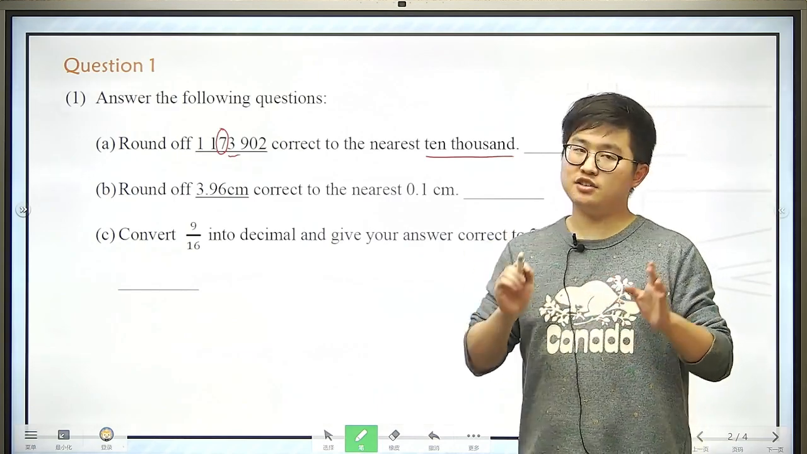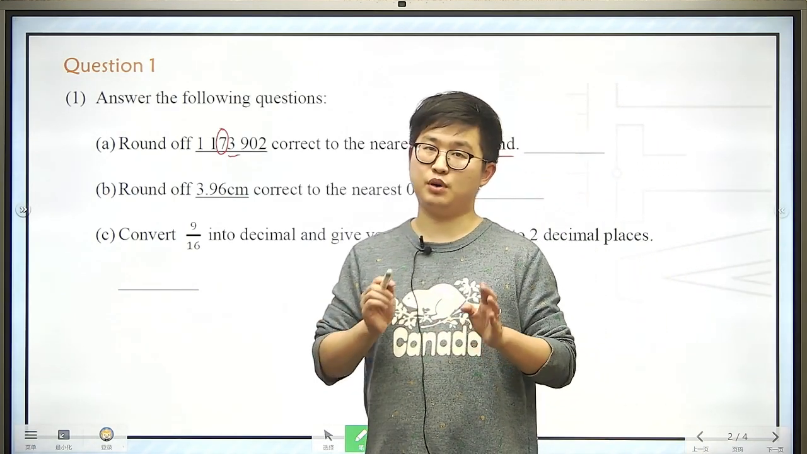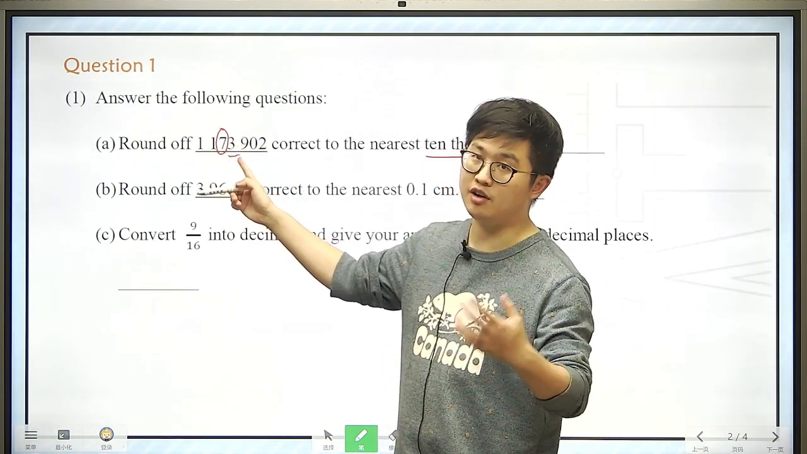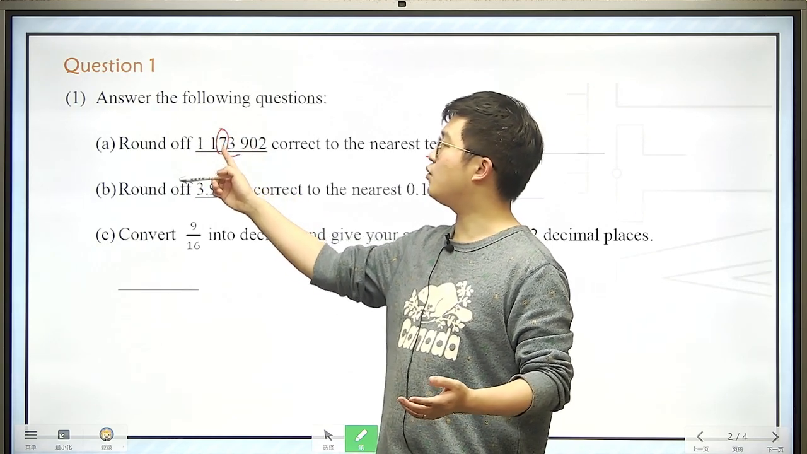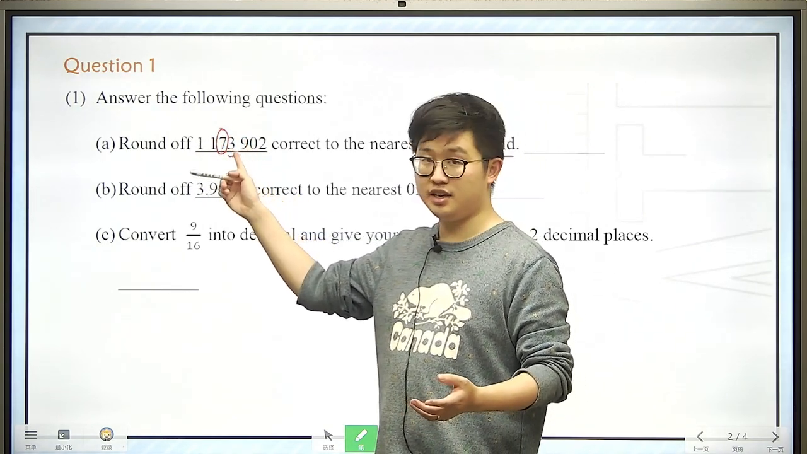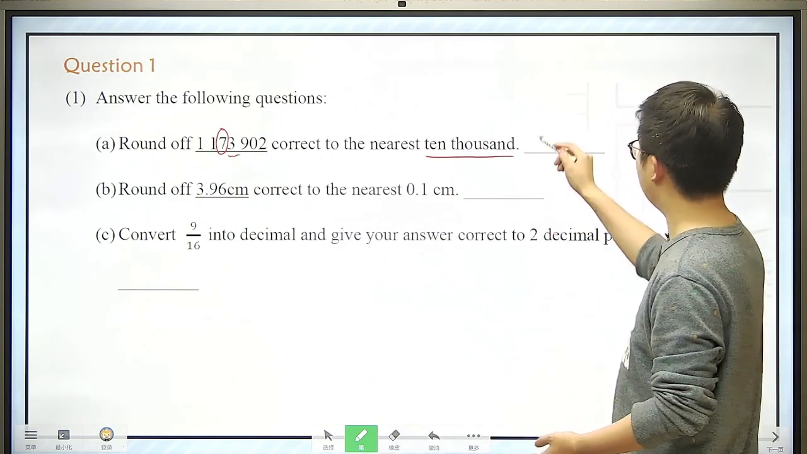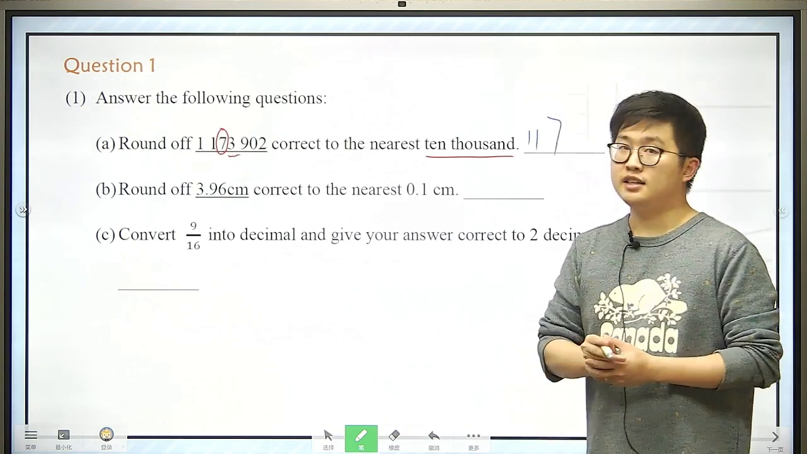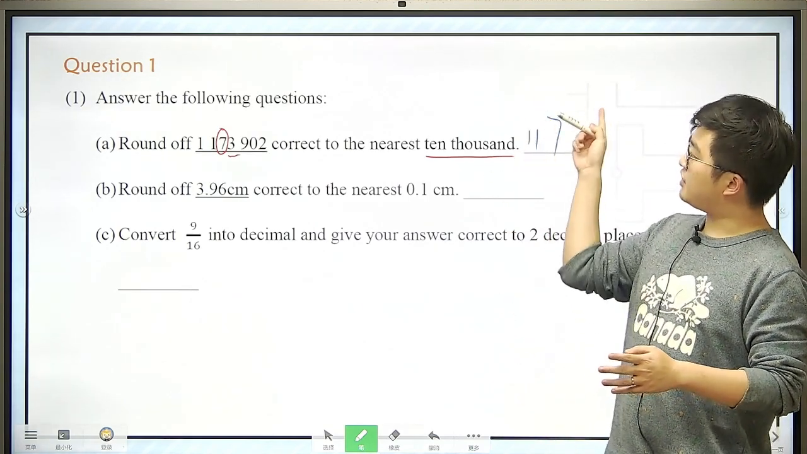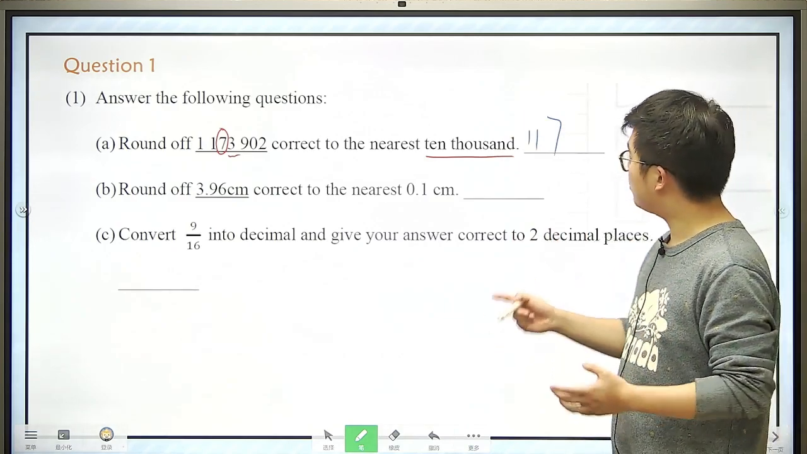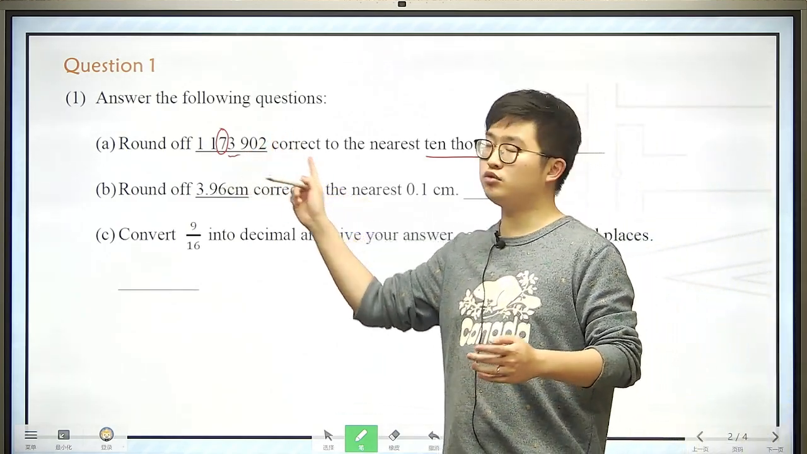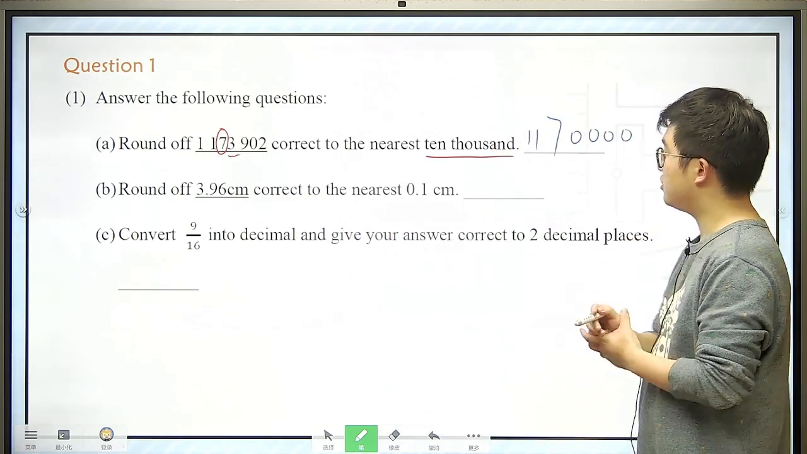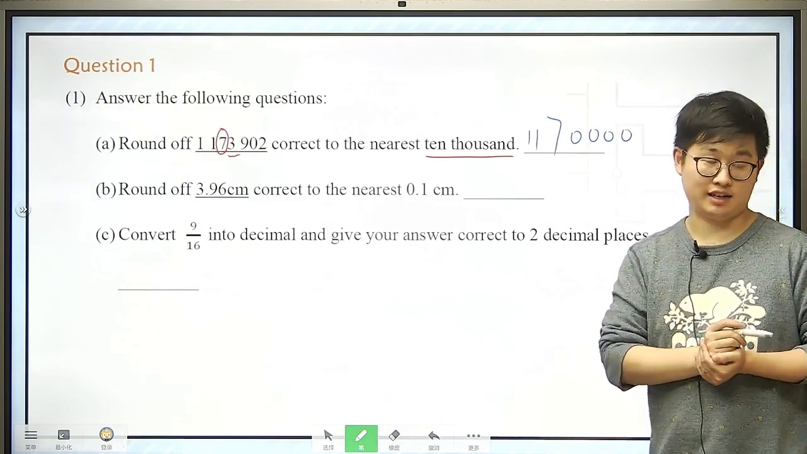So here we get a 3, which means we don't need to add 1 to the 7, right? Because if it's something like 5, 6 or 7, we need to add 1 to this 7. But it's 3, so we don't need to do it. So it's 117. All right, let's change the color. 117. Now we've done the rounding off and we just write the rest of it, 3902, but they become 0. So 4 zeros follow it. All right, this is the correct answer.